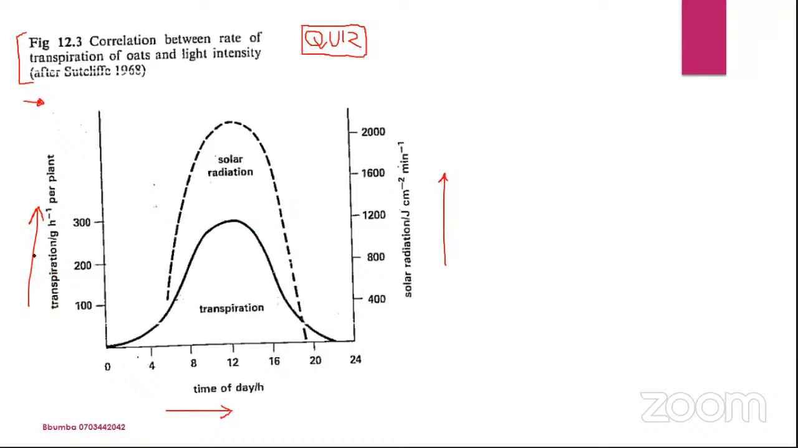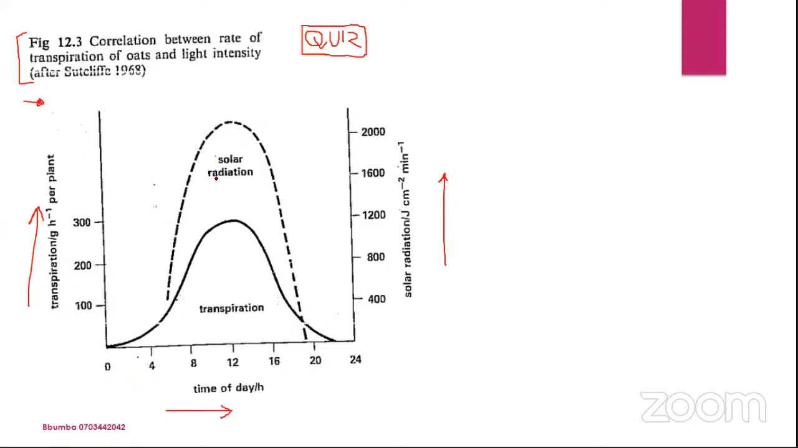On the vertical, this side on the left, is showing transpiration as measured per hour per plant. Then solar radiation in joules per centimeter squared per minute. And then we have time of day per hour here. And this dotted line is showing solar radiation.